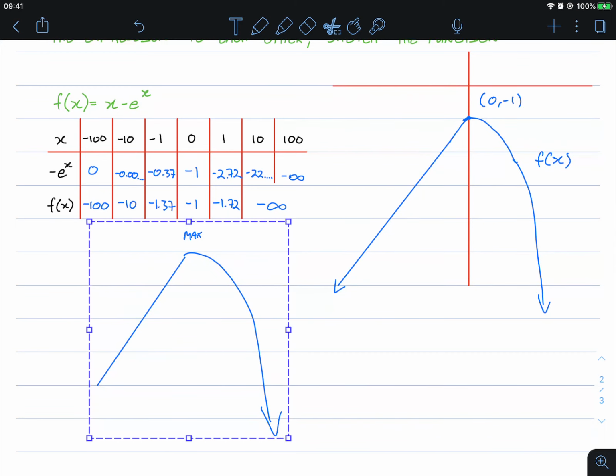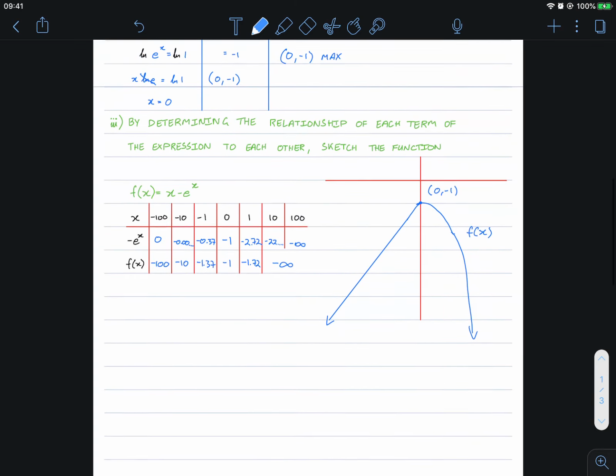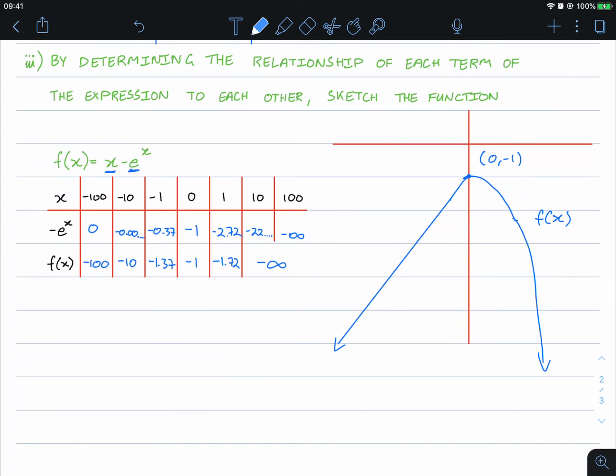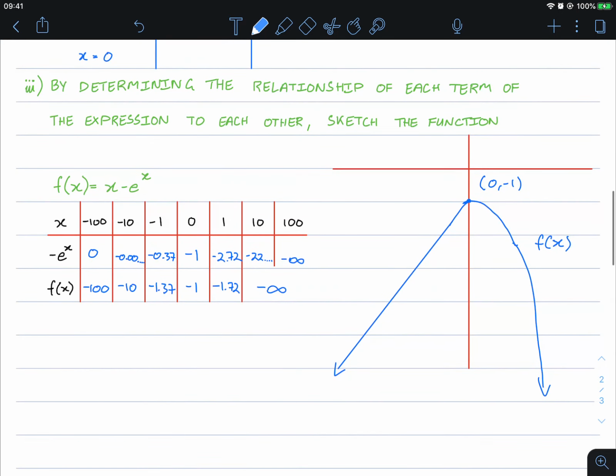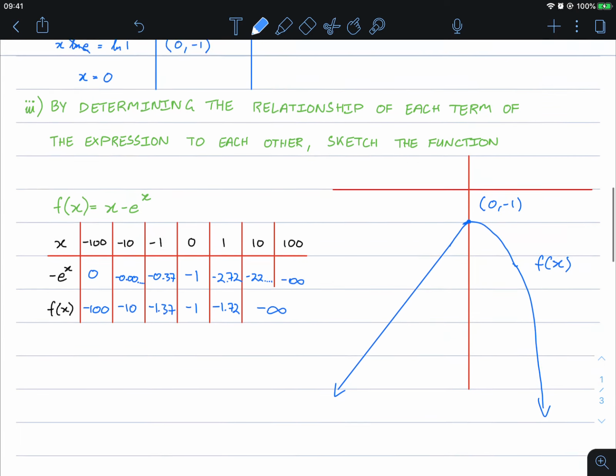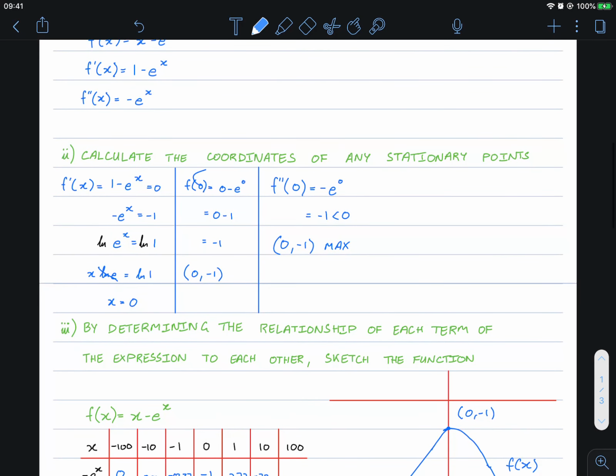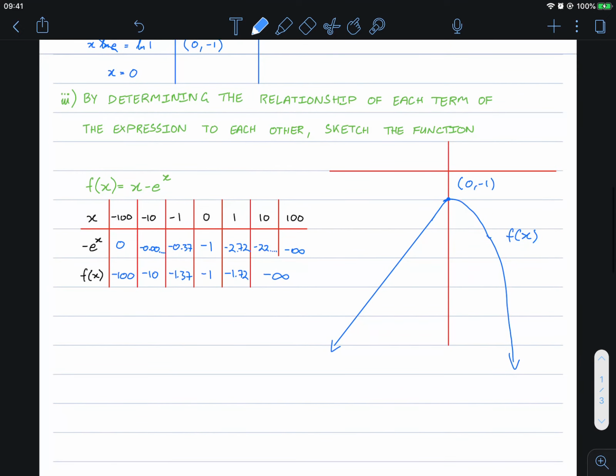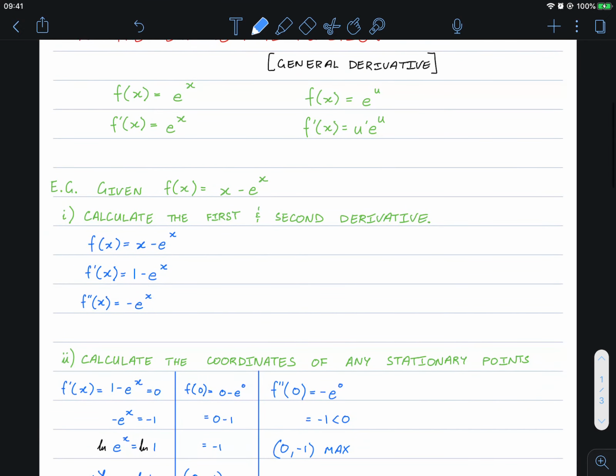Now, the relationship between each of the terms will not always be the case like this, but by making a table of values and taking a small sample as x goes to infinity and as x goes to -infinity, and seeing how each of the values react to one another, you can get a general shape of what the function will look like. In any case, I hope that gave you an insight into how we can find stationary points and use those to sketch functions of the exponential function.